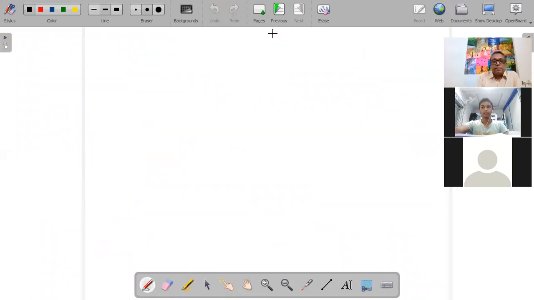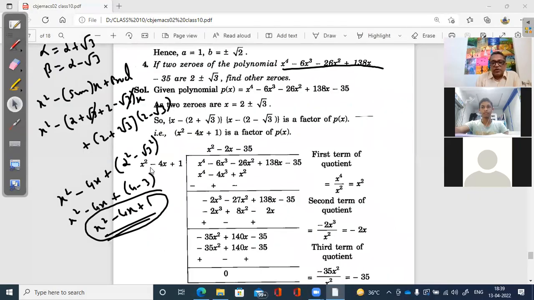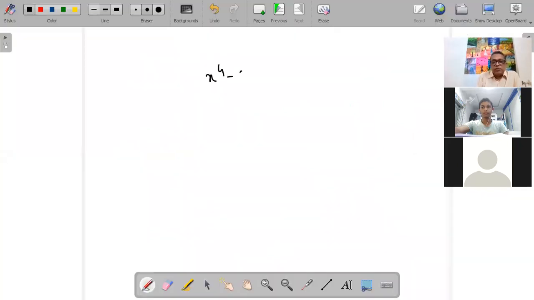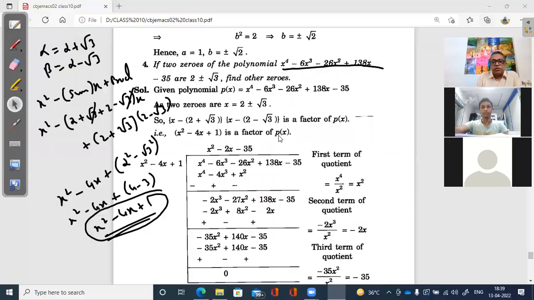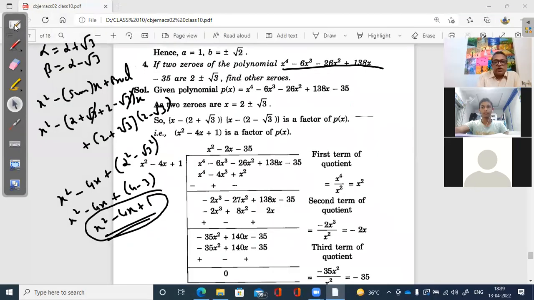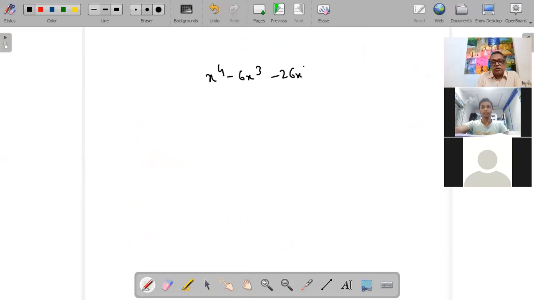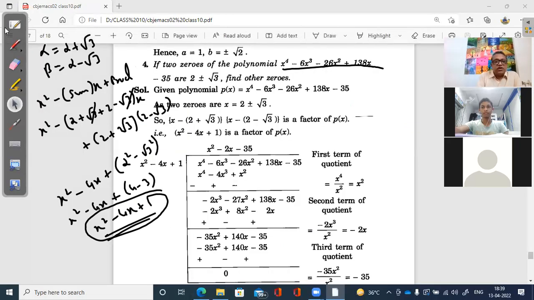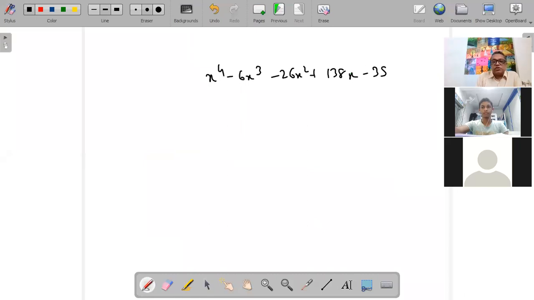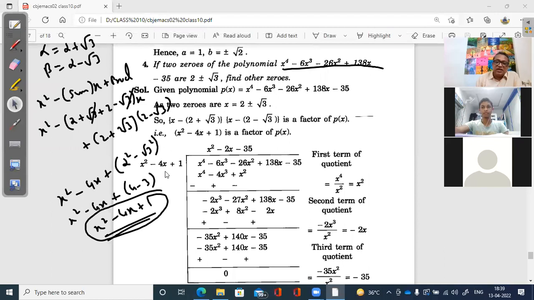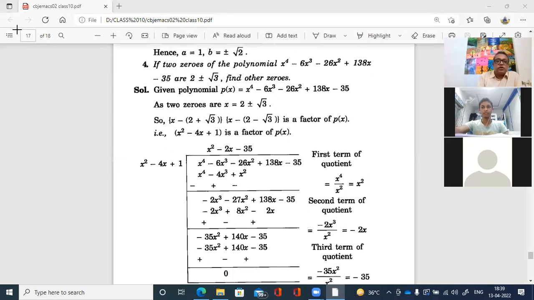So how you got the divisor, I have explained. Now I'm showing you the division process. X to the power 4 minus 6x cube minus 26x square plus 138x minus 35. This was our original question, and now we are going to divide by what? By the quadratic polynomial. We got x square minus 4x plus 1.